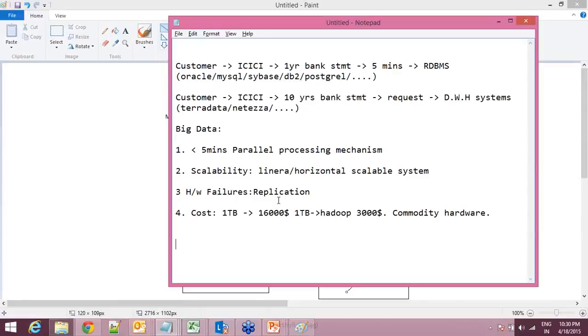If you see the customers who are from mainframes, after migrating to Hadoop, in my experience, they are saving around 60 to 70% of the cost they used to spend before on mainframe systems. Even on the warehouse systems, they are saving around 40 to 50% of the cost they used to spend on the warehouse systems before. So this cost plays an important role.